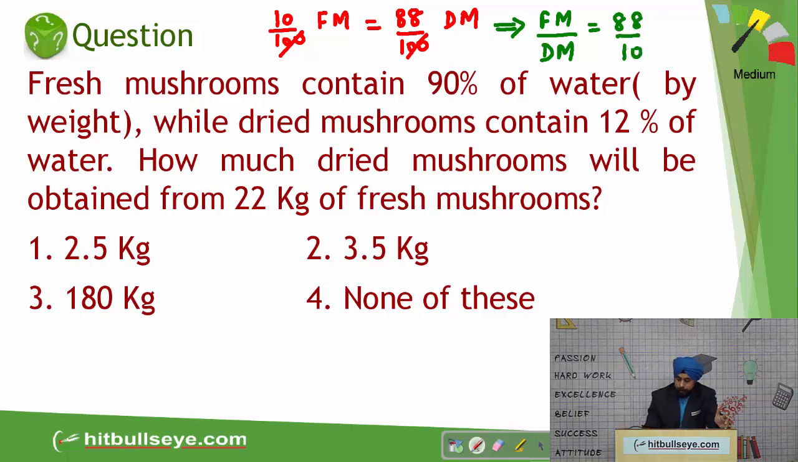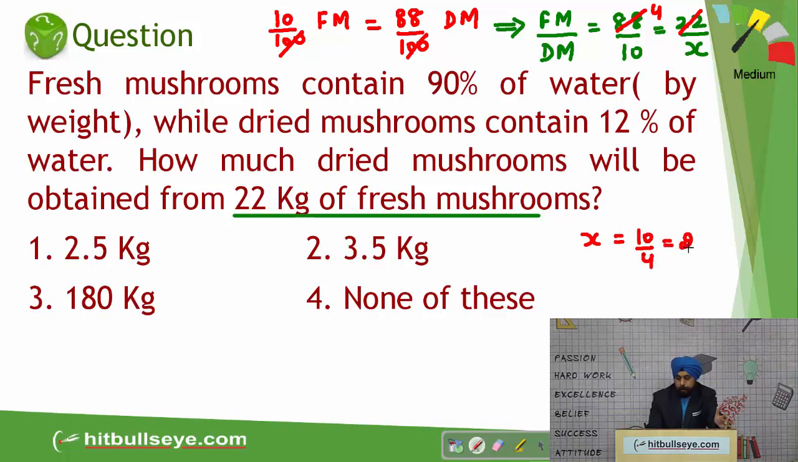Now let's read the last part of the question. It says there are 22 kilograms of fresh mushrooms. So you can solve it as, if it is 22, how much is this? X. So students, you need not solve it further. Just cancel it here only. 22 by 4 is 88. So X becomes equal to 10 by 4 or 2.5 kilograms. So your answer becomes first option.